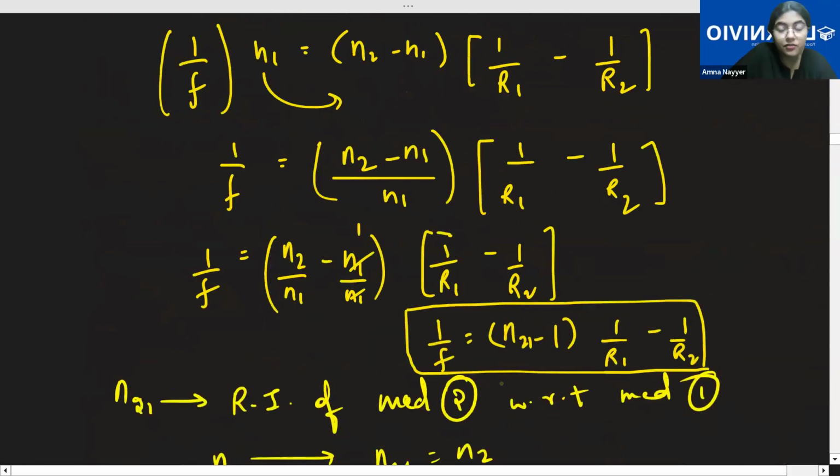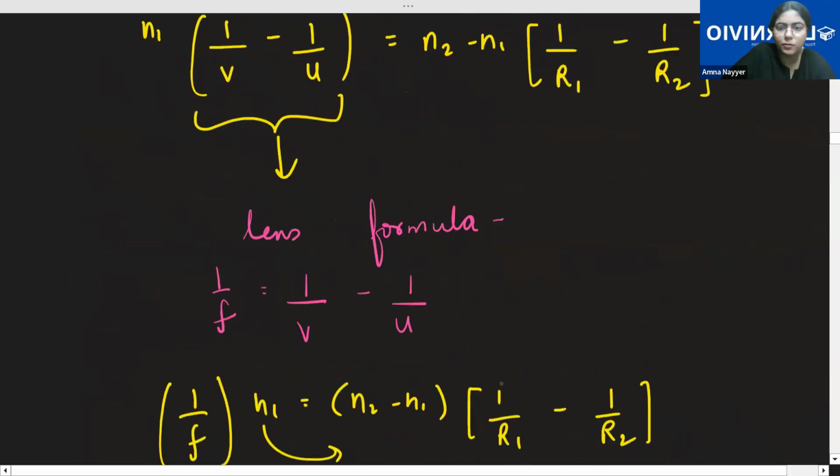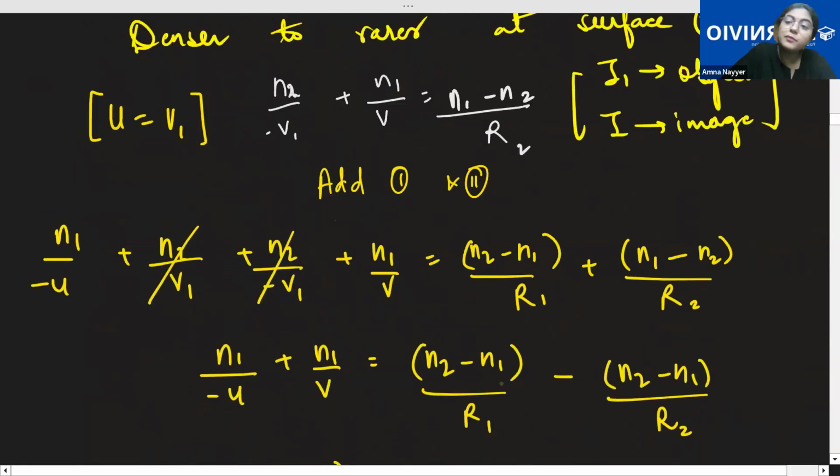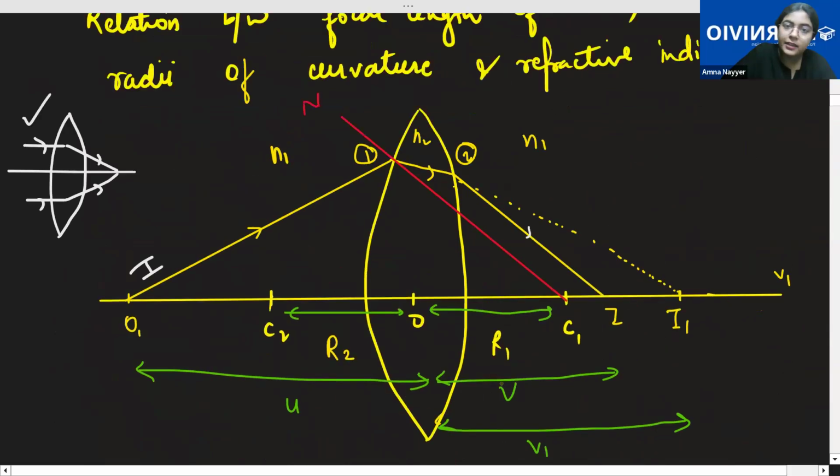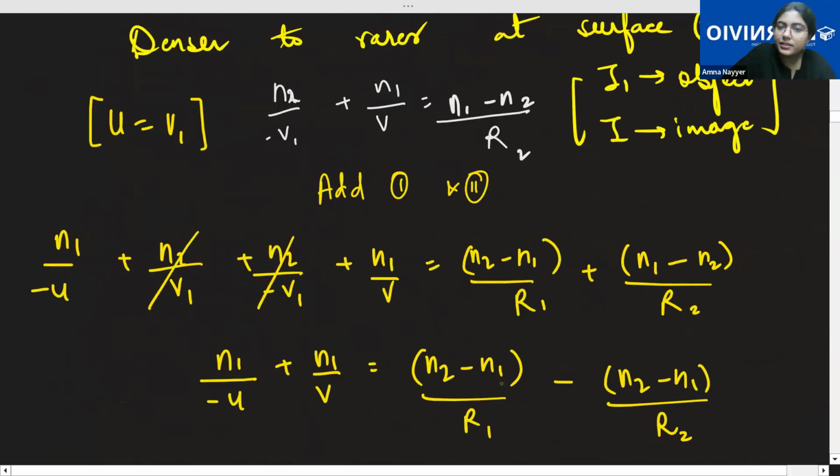First, let's complete this. It's a very, very important topic. More than the lens formula, the lens maker formula's derivation is asked. But before that, you all tell me, see, what did I do?